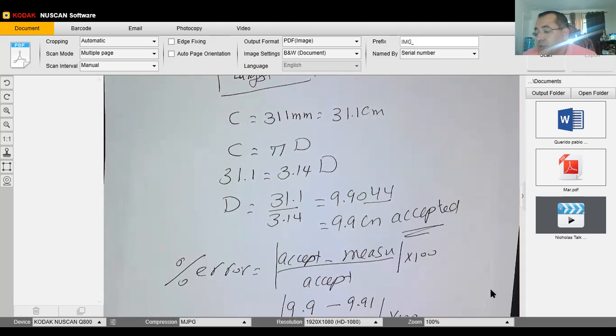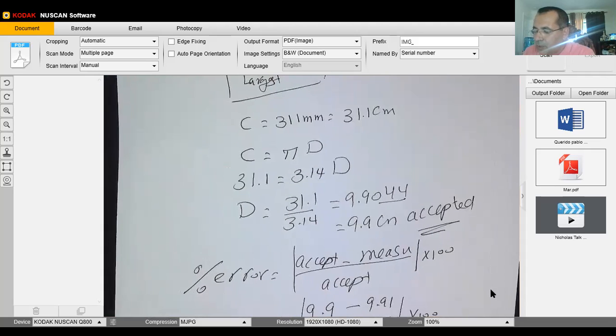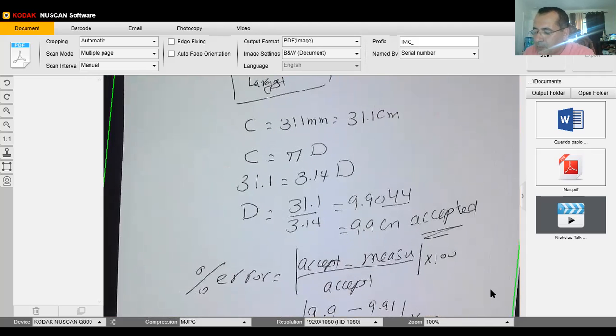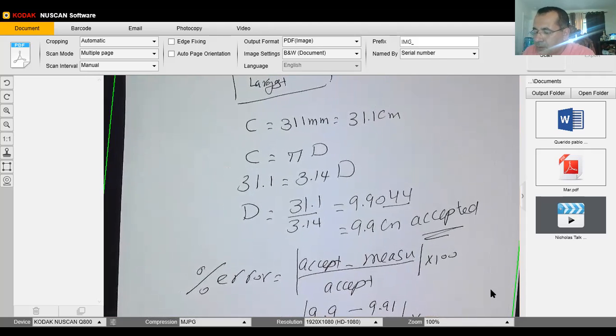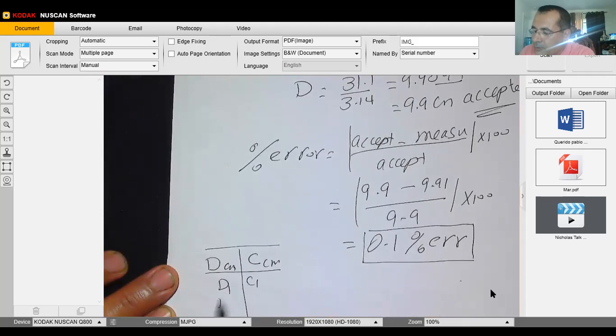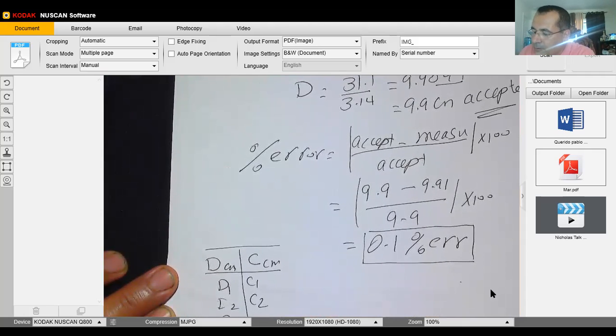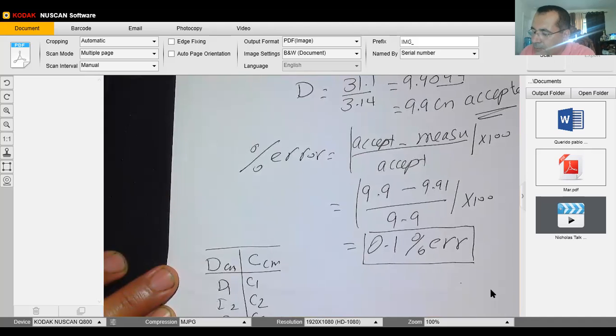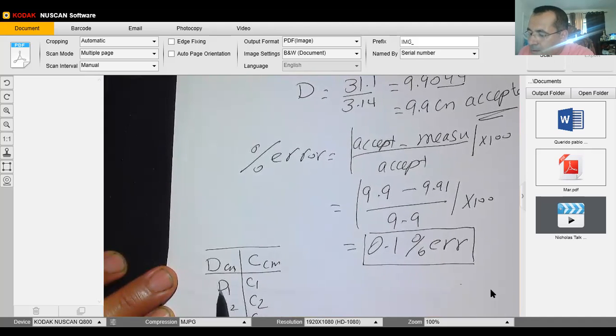So this is, by the way, just one value. So how can you do this in your lab? You have to do the whole circles, like you have 4 of them. You have to measure every one, diameter 3 times, circumference 3 times. Then you will make a table. This is diameter, this is circumference, in centimeters. So diameter 1, circumference 1, diameter 2, circumference 2, diameter 3, circumference 3, diameter 4, circumference 4. And you will take the average of each one of those.